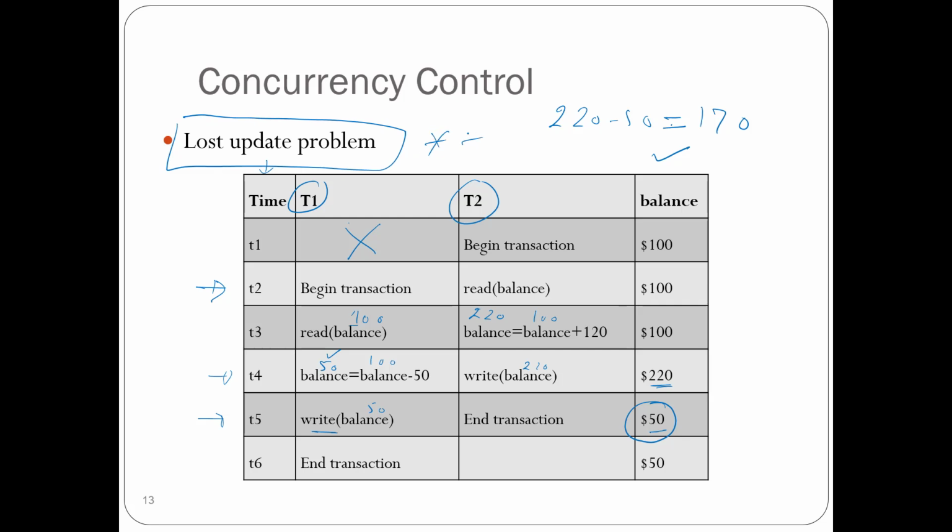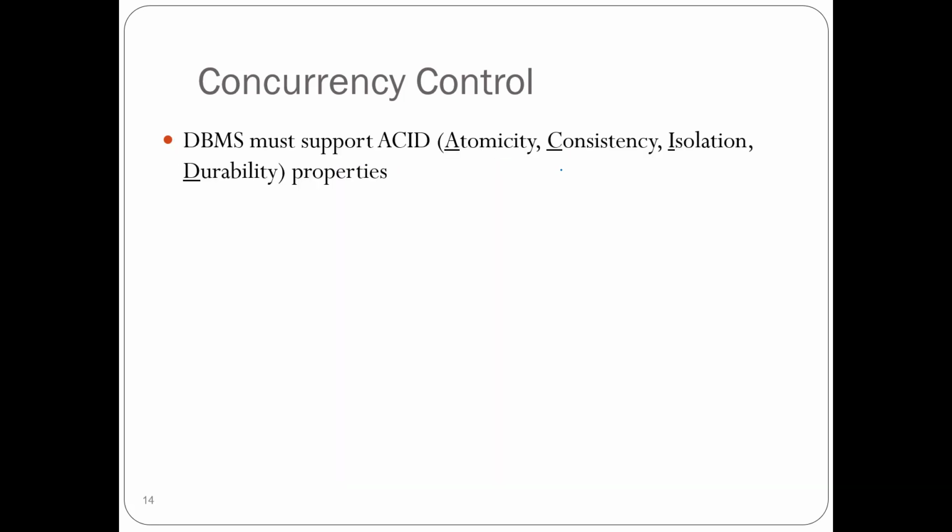Someone might ask you, what is lost update problem and when will that happen? So you should be smart enough. You should say, okay, the lost update problem may arise if you don't have proper concurrency control. All right, let's move on.